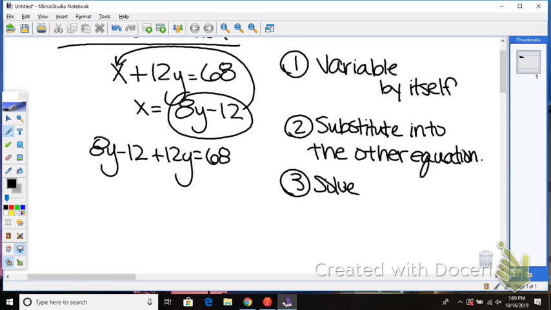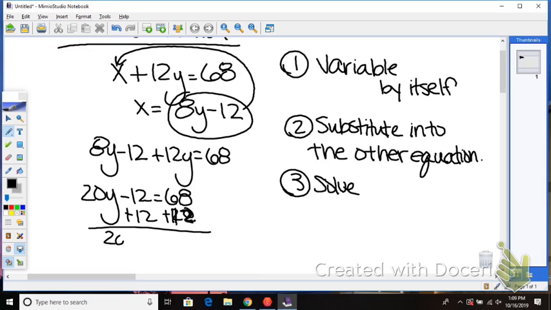So here I combine like terms. 8y plus 12y is 20y, minus 12 equals 68. What do I need to do here? Add 12. So I have 20y is equal to 80. So what does y equal? 4. Is that it? Well, we need to know what x is also.